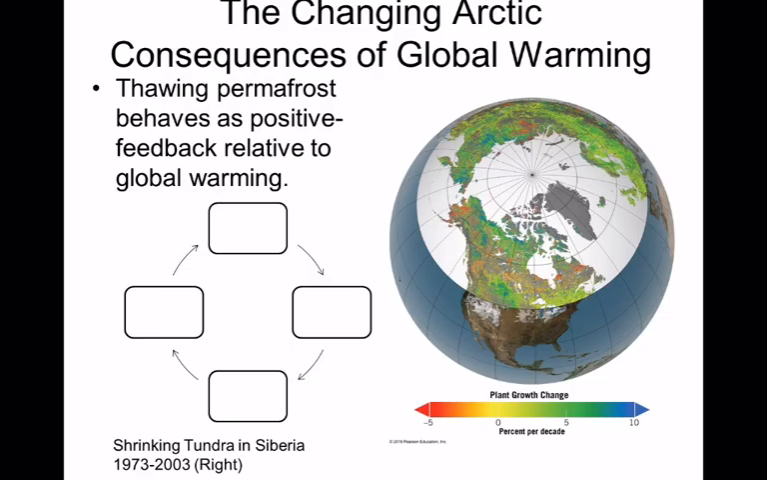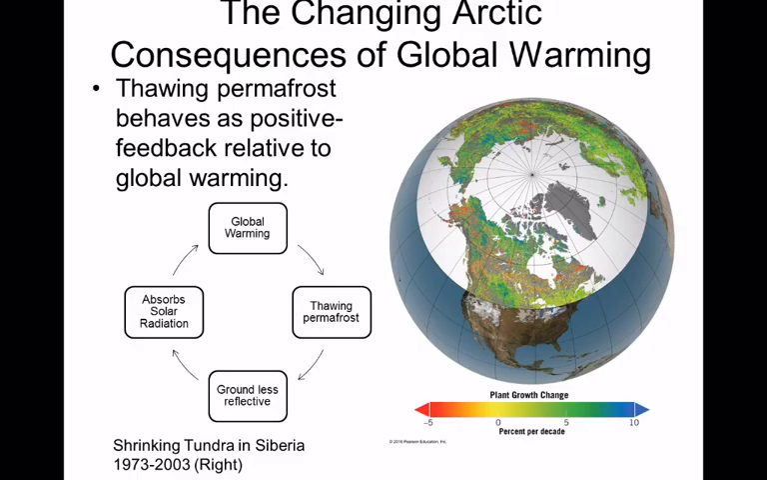So permafrost actually has a positive feedback with regard to global warming, and it looks like this. Okay, with global warming, oh yeah, you don't have these either, do you? With global warming, your permafrost will thaw, and as your permafrost thaws, that makes your ground less reflective. So that means your ground will absorb more radiation, and as your ground absorbs more radiation, that will warm the Earth. So that's what we call a positive feedback mechanism.